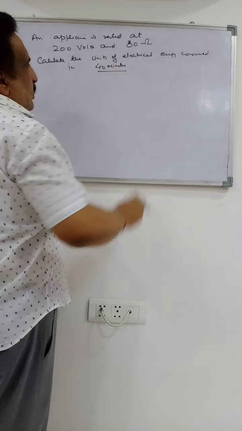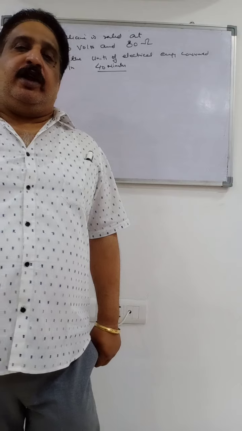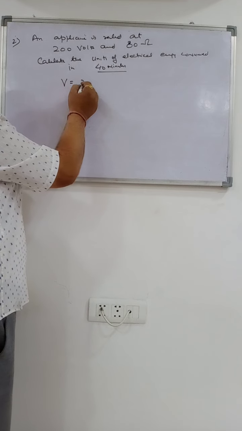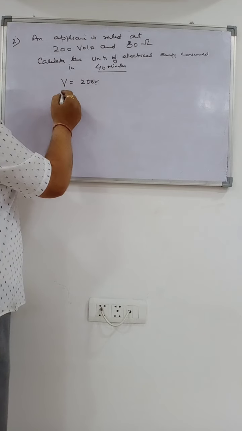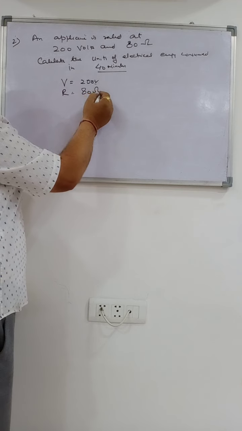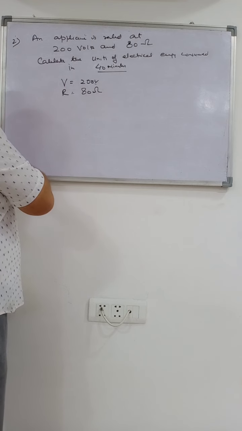Now into what will you change the minutes for electrical energy? Not into seconds but into hours, because you want units of electrical energy, that is, the answer in kilowatt hour. Now what is given to you? Voltage is given to you, 200 volts, and resistance is given to you, 80 ohms.